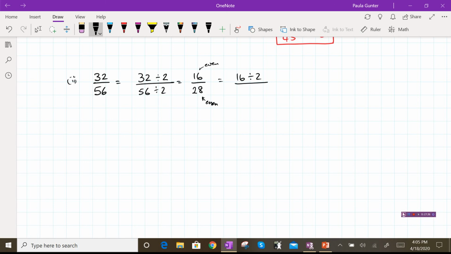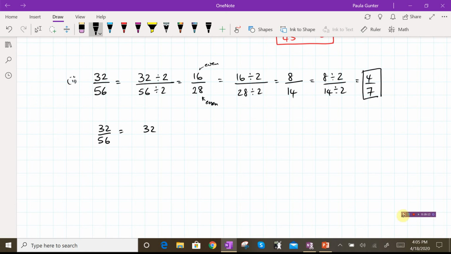16 divided by 2 and 28 divided by 2. So we have 8 and 14, but again, still even. Keep going: 8 divided by 2, 14 divided by 2. And we have 4 and 7. So we see that consistently dividing by a prime number, we will eventually get to the answer. We can do this a little faster if you know your times table.